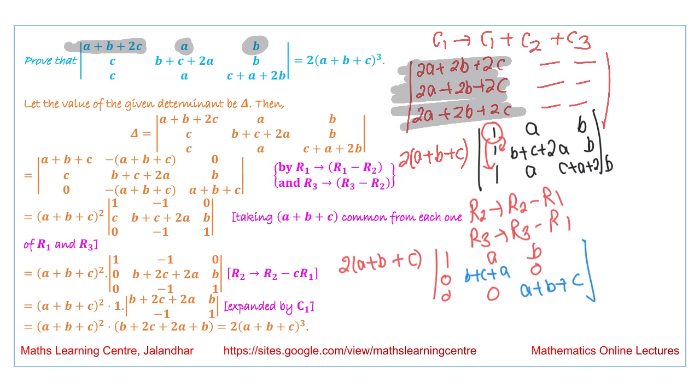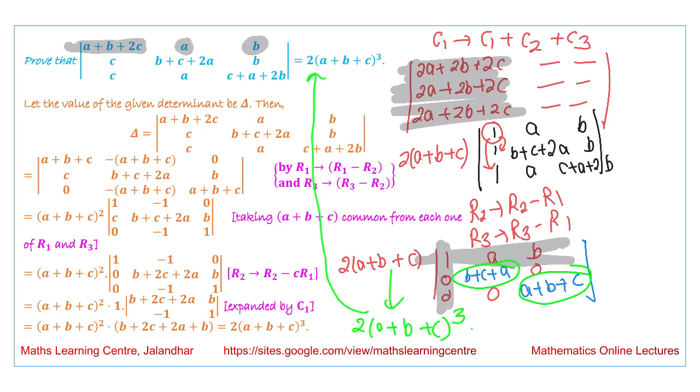Now if we open this determinant along this first column, we obtain the final answer in the form 2 times (a plus b plus c). Then we have multiplication of these two, so the power we obtain over here is 3, and this is what we have to prove.